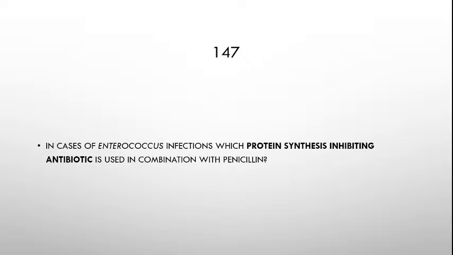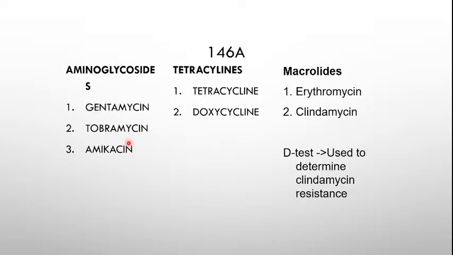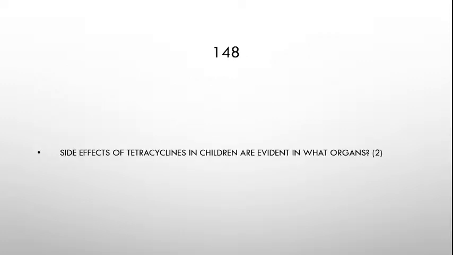In cases of enterococcus infection, which protein synthesis inhibiting antibiotic is commonly used? We use aminoglycosides. Ano nga yung mga aminoglycosides natin, class? Gentamicin, tobramycin, and amikacin. Okay? Next, side effects of tetracycline in children. This will not only be asked in microbiology, but it will also be asked in your clinical chemistry, particularly toxicology. It will be detrimental to which particular parts of the body or organs? Your bones and your teeth.